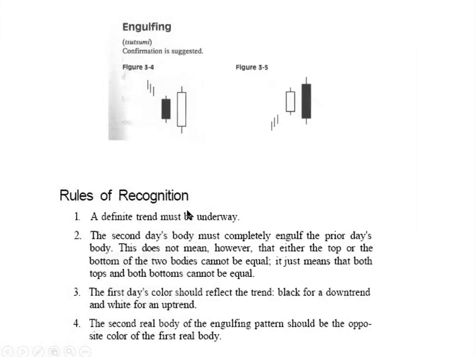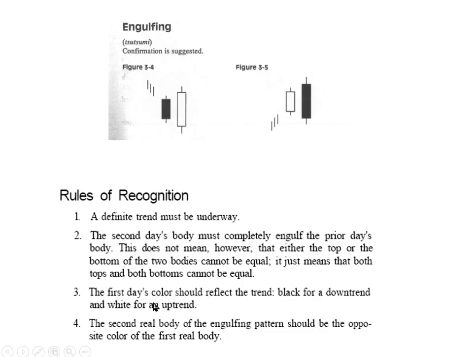Rules for recognition: how to recognize whether it is an engulfing pattern or not. A definite trend must be underway. So there should be a trend, either uptrend or downtrend. The second day's body must completely engulf the prior day's body. This does not mean, however, that either the top or bottom of the bodies cannot be equal. Okay. The first day's color should reflect the trend.